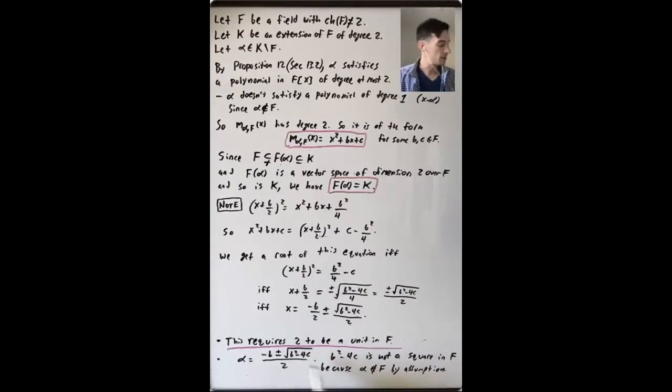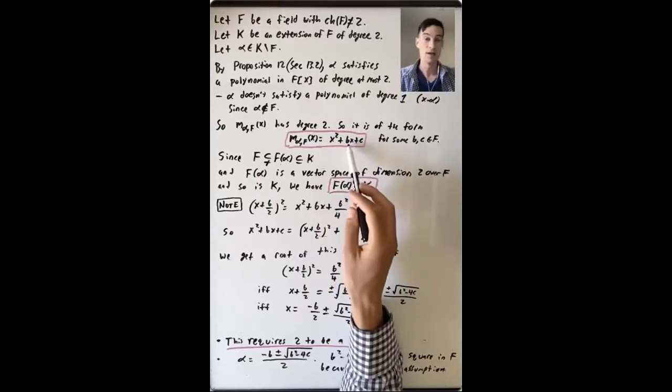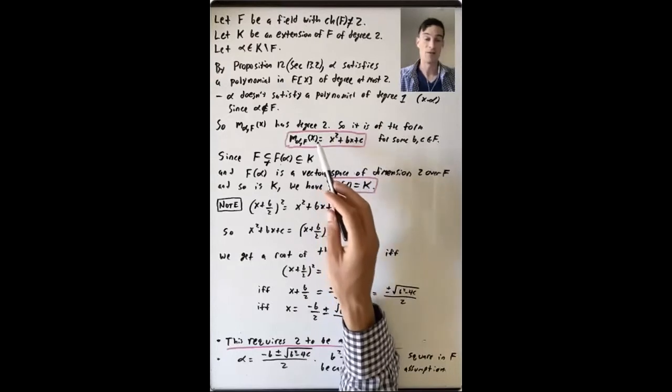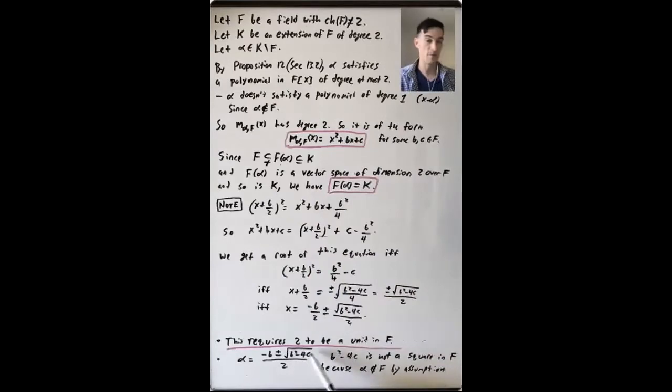So we know that this b squared minus 4c is not a square in F because alpha is not in F by assumption. That's this whole thing that got this discussion started. This polynomial isn't just some random polynomial of degree 2. This is the minimal polynomial of an element of degree 2. So we know that this polynomial has to be irreducible. So this square root of b squared minus 4c really can't be in F. OK, so I'm going to pause and erase and just quickly say a little bit more about quadratic extensions in general.